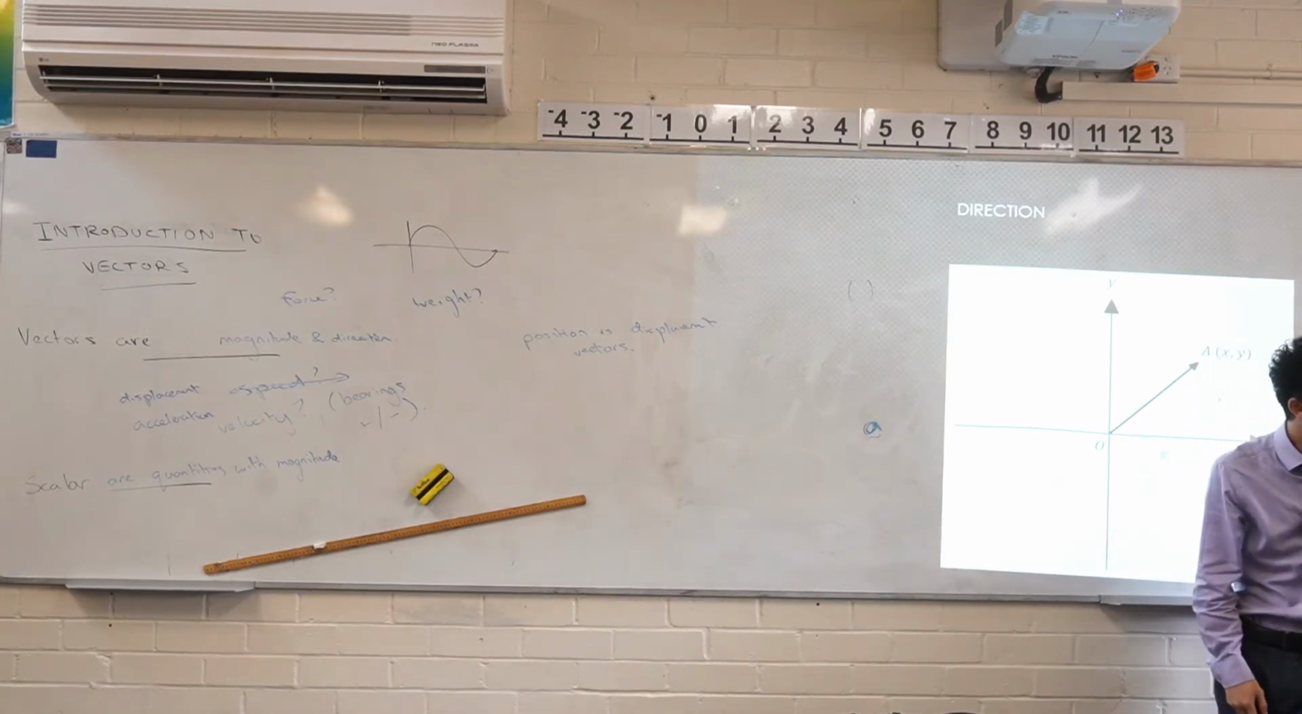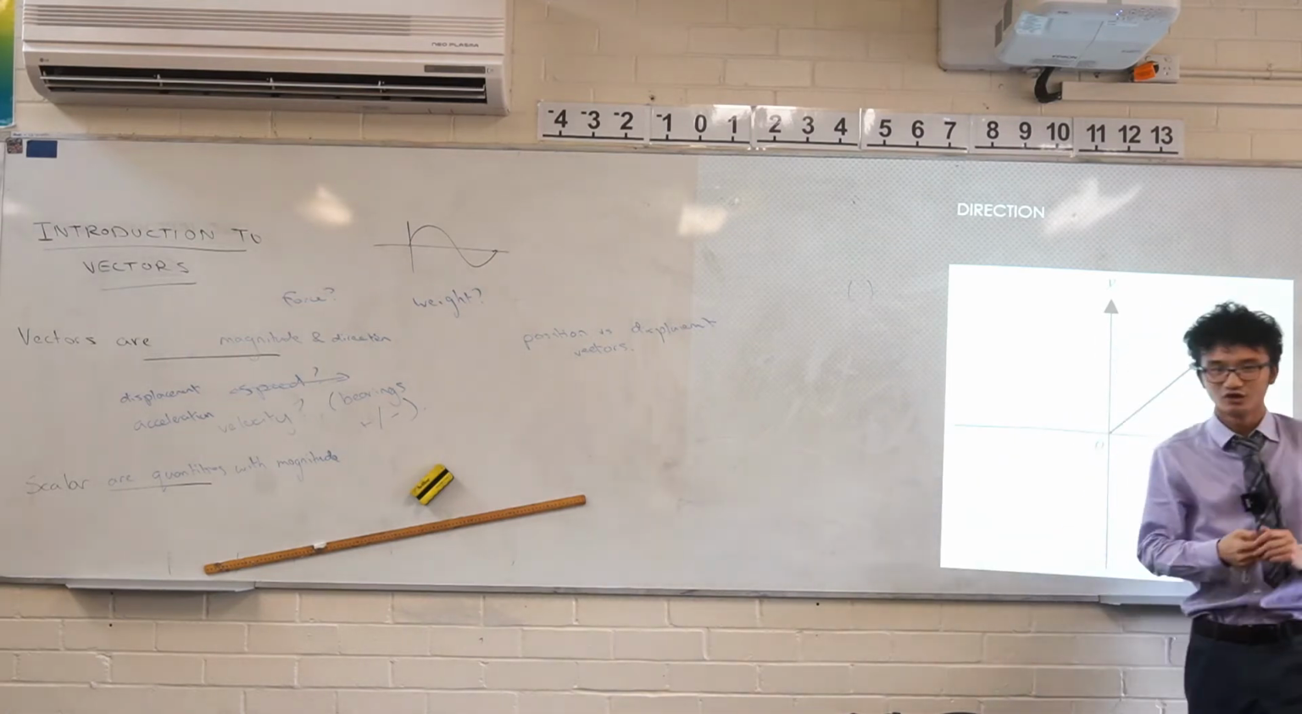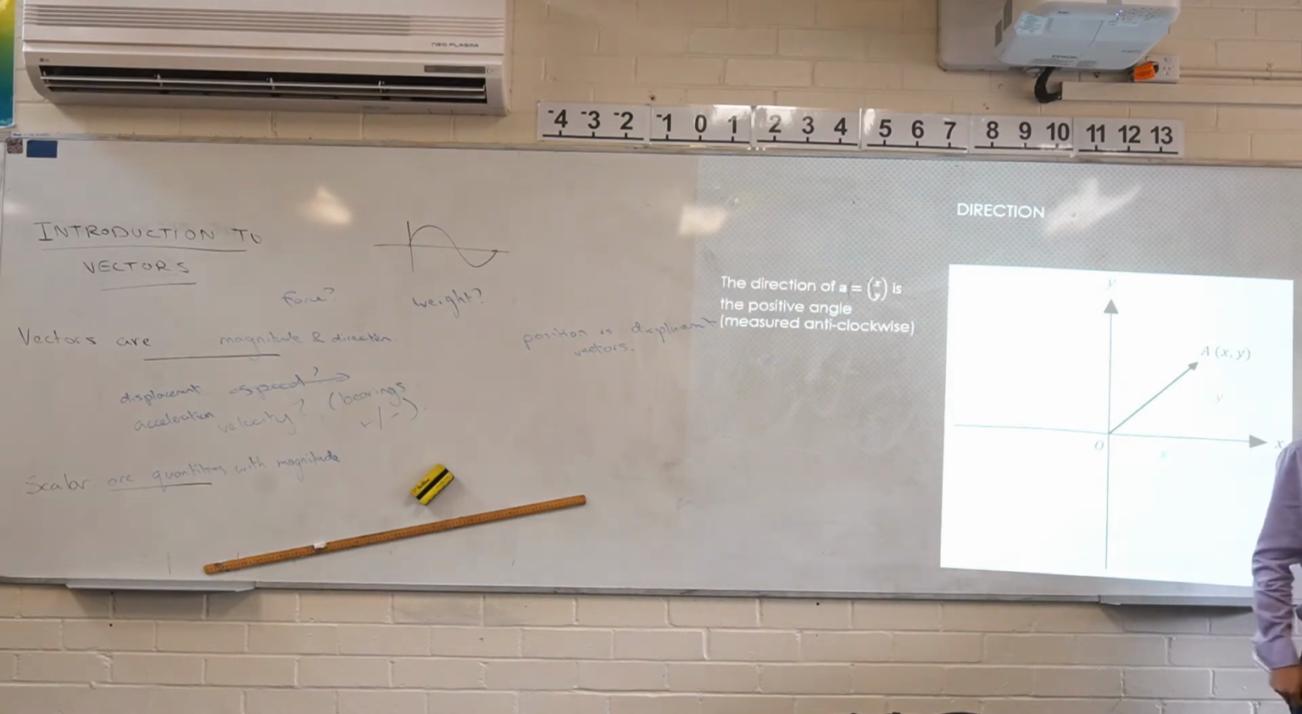So far, so good. Now, direction becomes a little bit trickier. Although we can find the direction of this, if I'm thinking about the angle that I want, it's measured anti-clockwise. I'm thinking about the angle here.